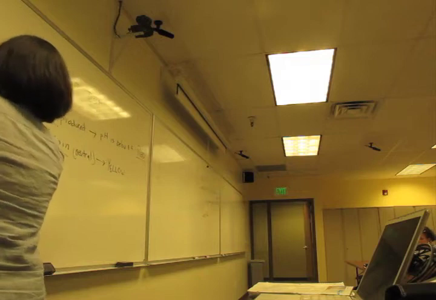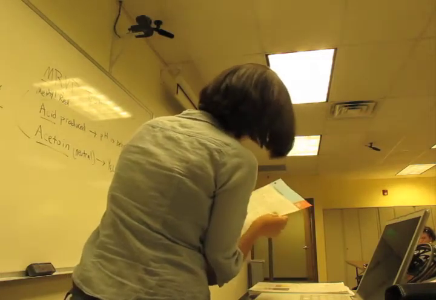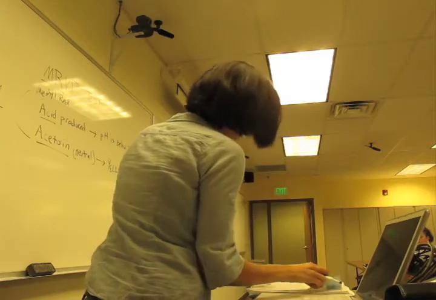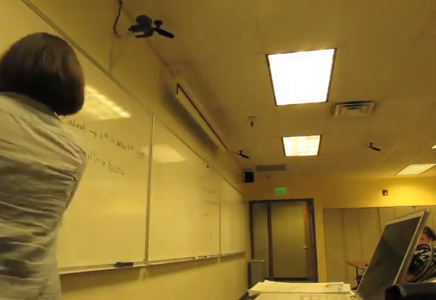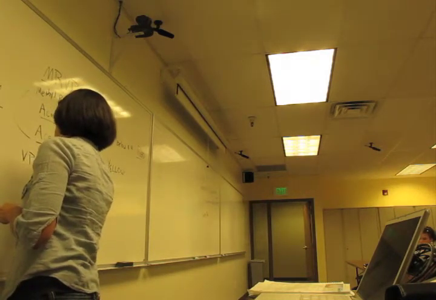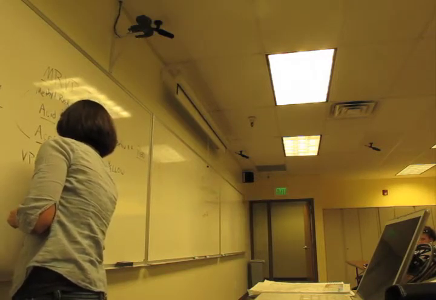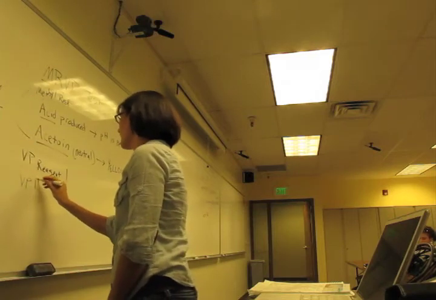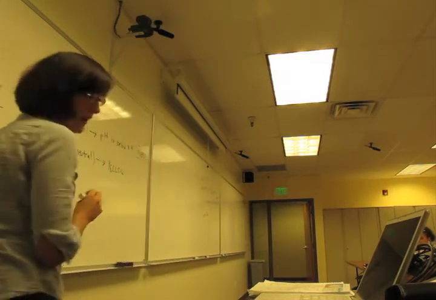Step 2 is the VP, which is kind of a complicated name, but I don't think you need to remember it. It's the Voges-Proskauer test. Basically, in this one you're going to add two things. You're going to add VP reagent 1, sorry, it's really bad handwriting, and then VP reagent 2. And then you have to wait like 20 minutes before you check it again.